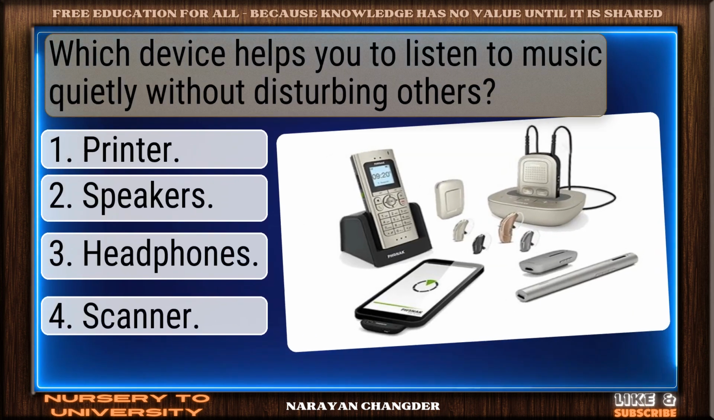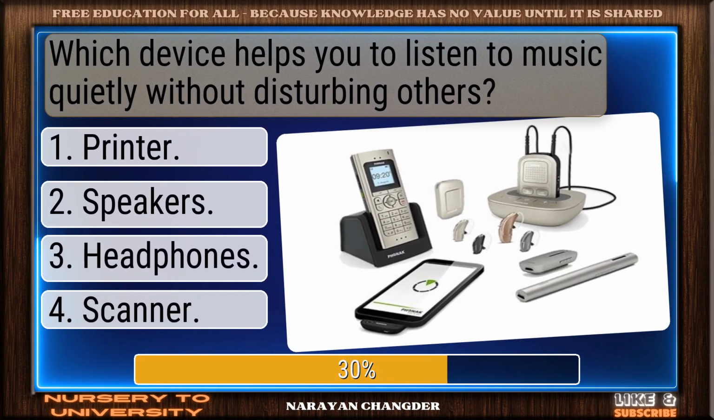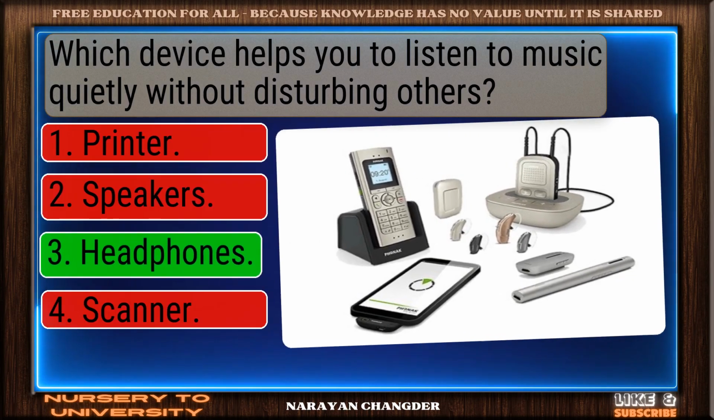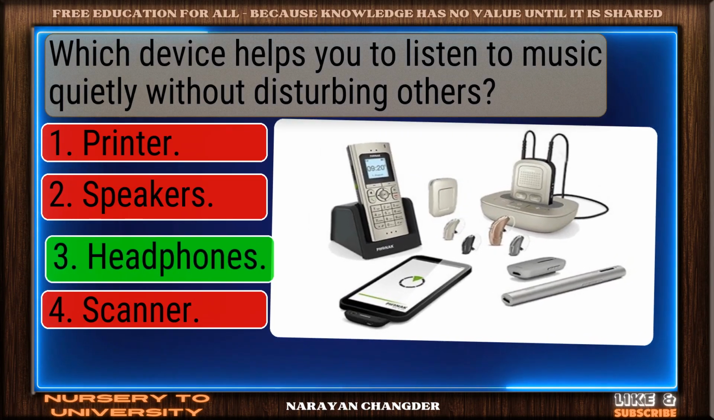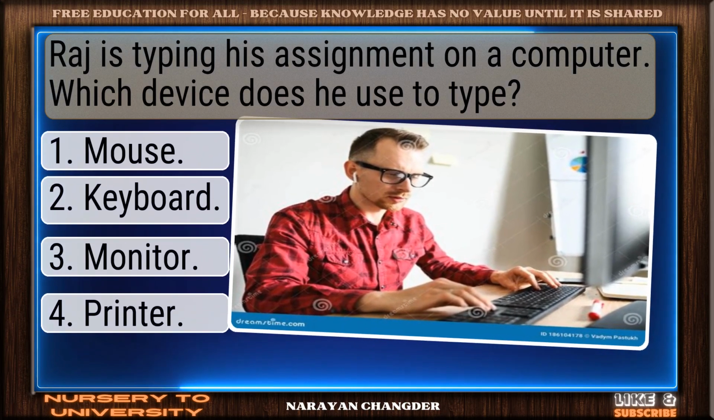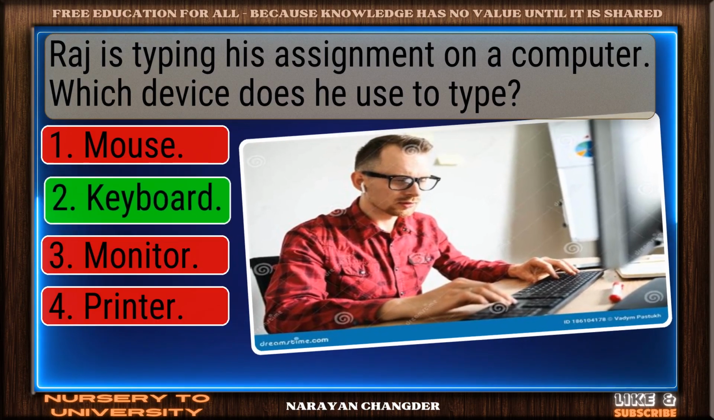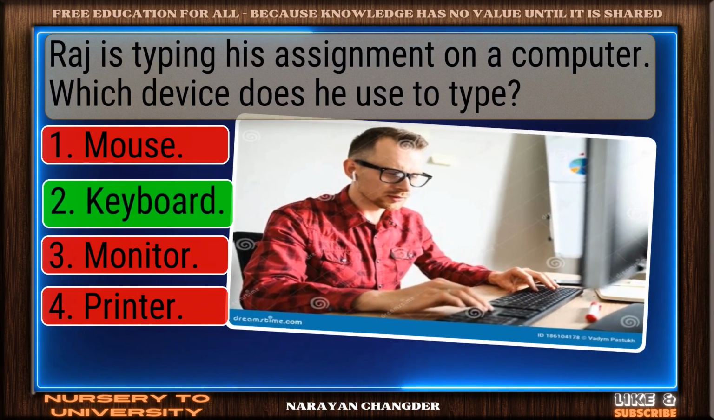Which device helps you to listen to music quietly without disturbing others? Right choice. Headphones is best. Raj is typing his assignment on a computer. Which device does he use to type? On track. Keyboard is correct.